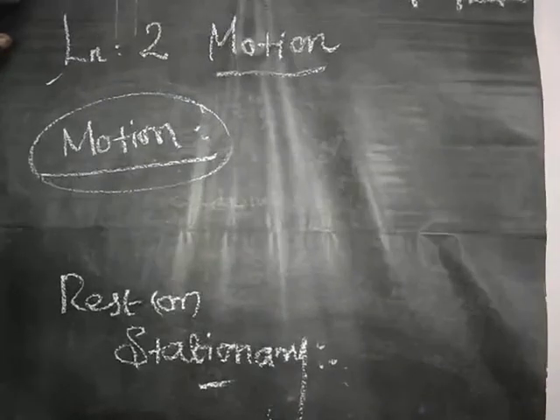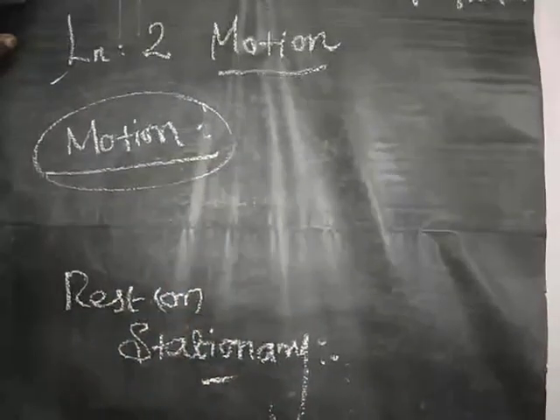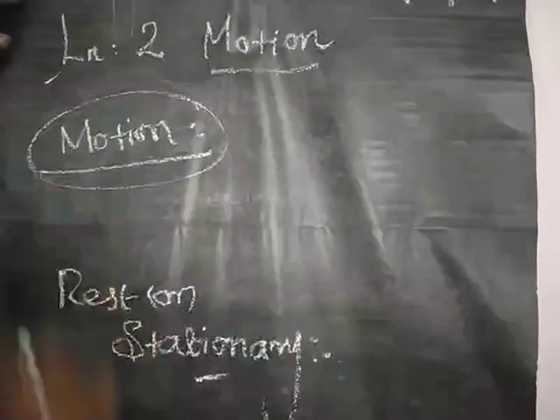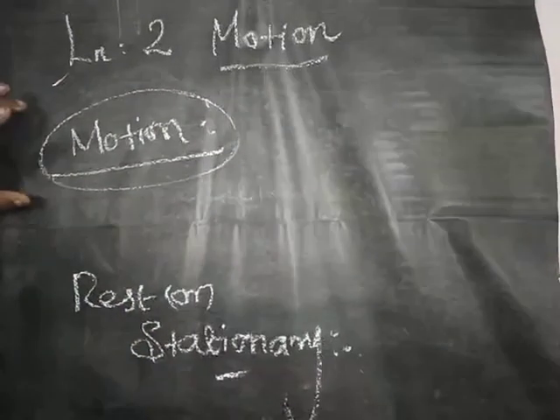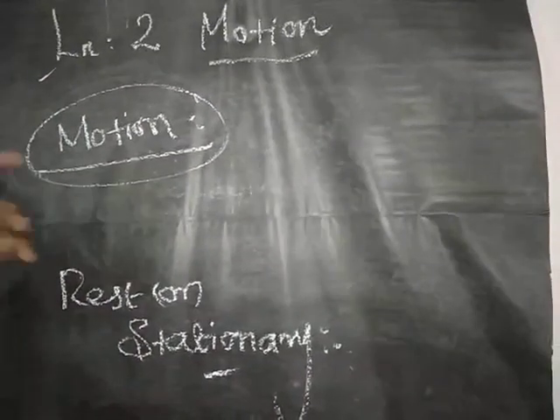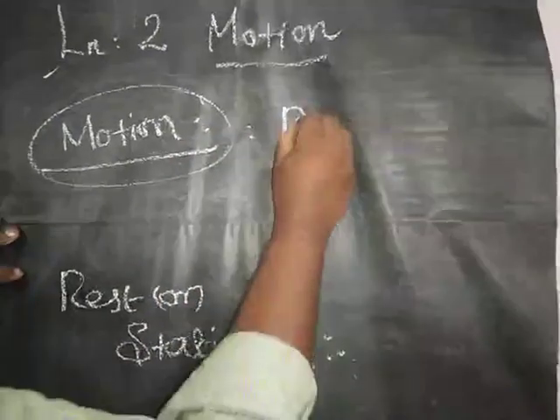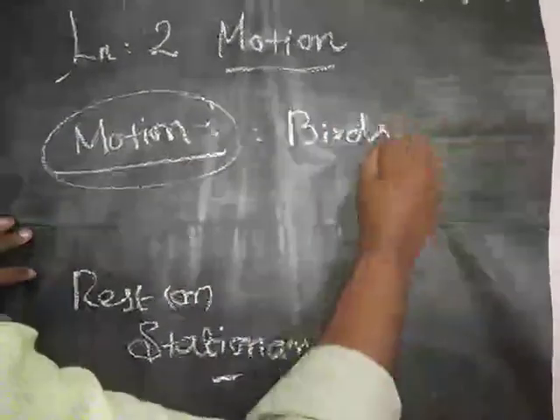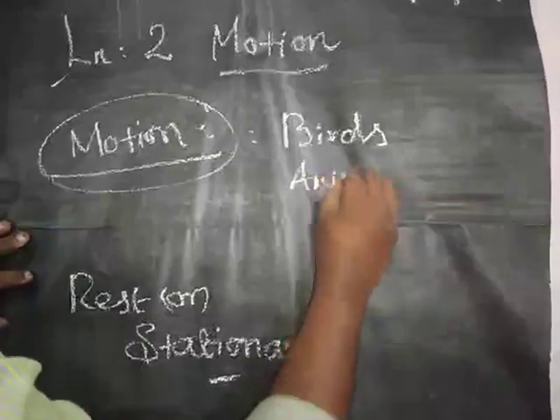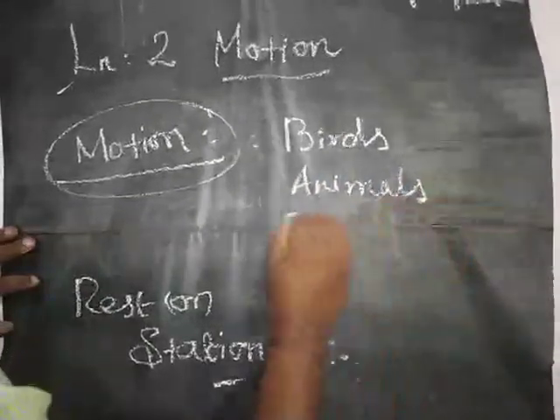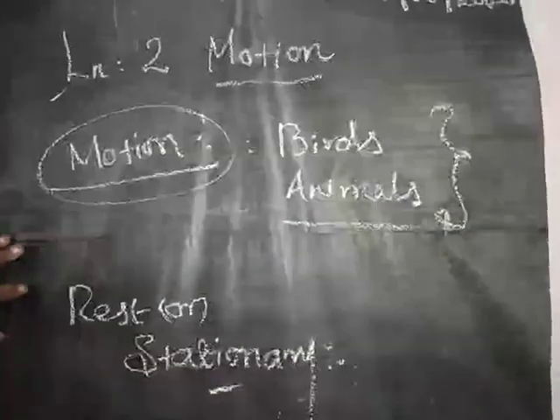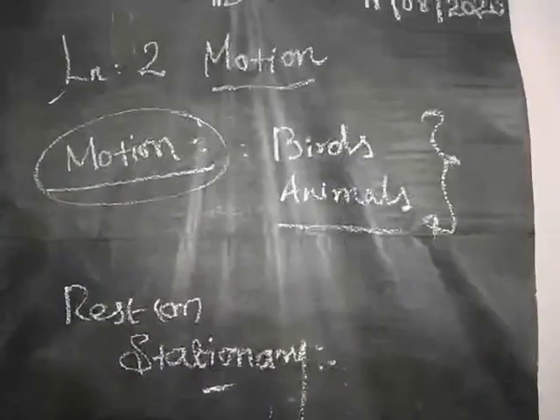What is meant by motion? Already we have learned about motion in 7th standard and 8th standard. First we will see the definition of motion. If you take one example, birds and animals. Look at these examples. So what is the definition of motion?